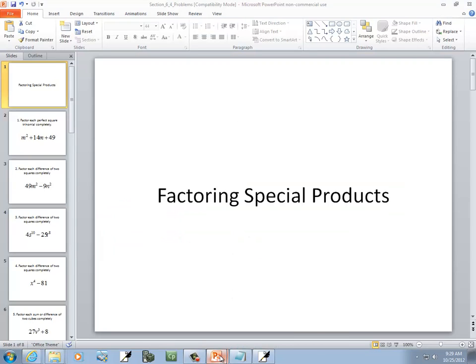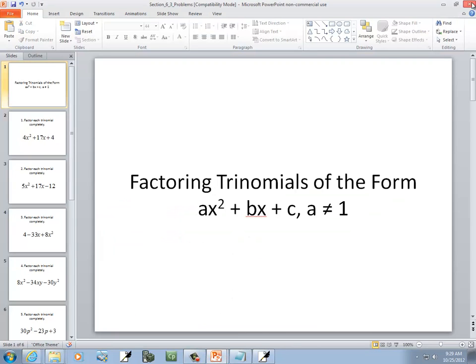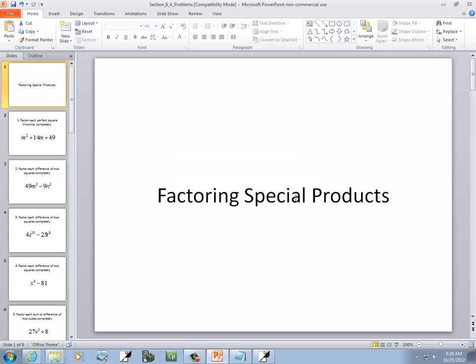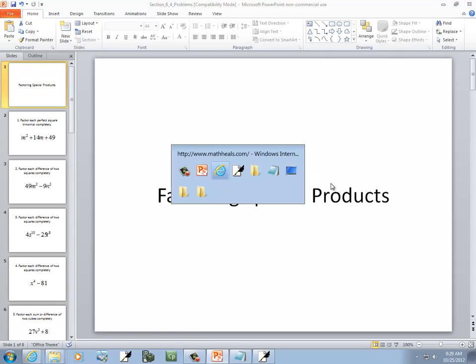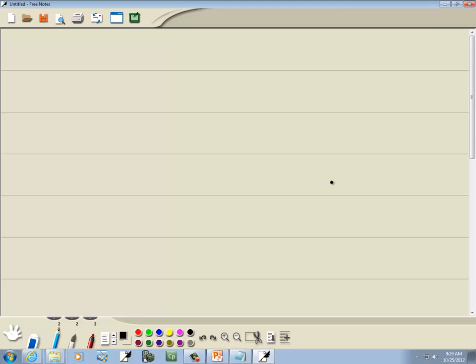Let's take a look at factoring special products. Just to refresh your memory on our different factoring techniques that we've looked at so far. Our first one is GCF, the greatest common factor. And I'll put an asterisk by it because we always try to do that one.